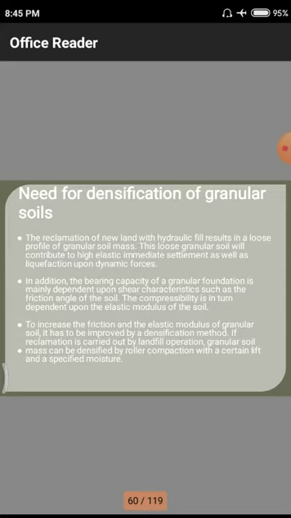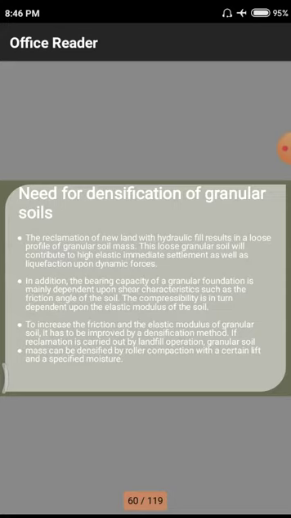Masses can be densified by roller compaction within a certain lift and specified moisture. That means a mass, a particular quantity of matter, is densified by roller compaction. The particular amount of mass can be densified, meaning the voids will decrease due to the movement of rollers on those areas.